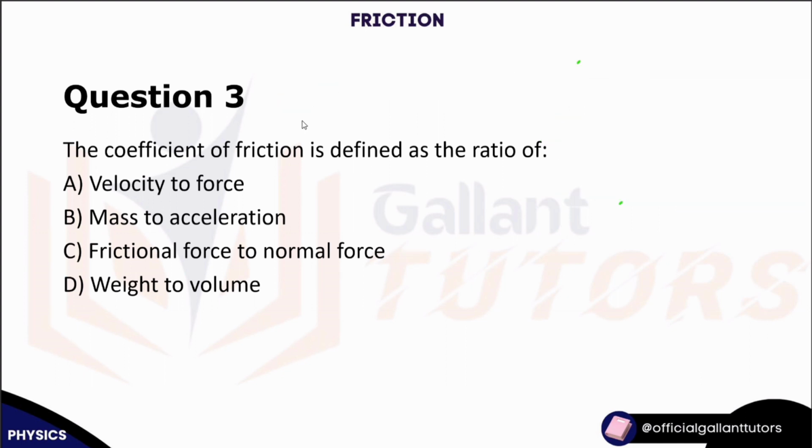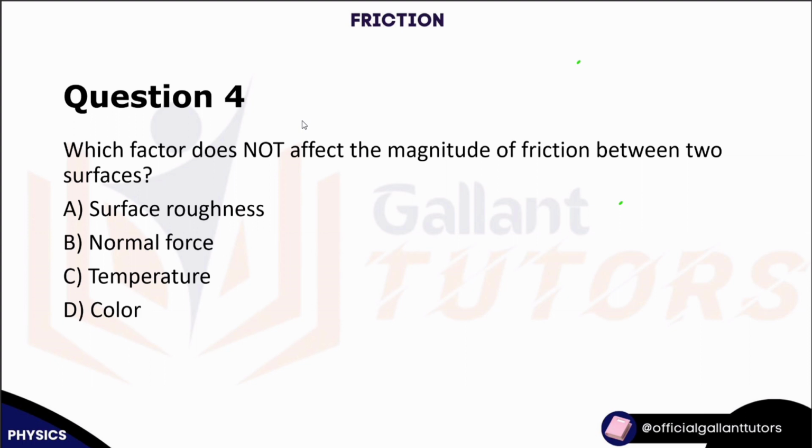Alright, the next question: which factor does not affect the magnitude of friction between two surfaces? Right? A. Surface roughness. Does surface roughness actually affect friction? Can you think that through? Yes, it does. Okay. What of normal reaction?